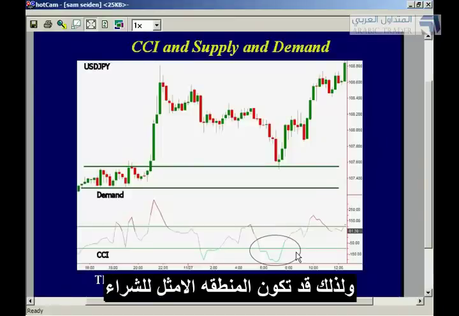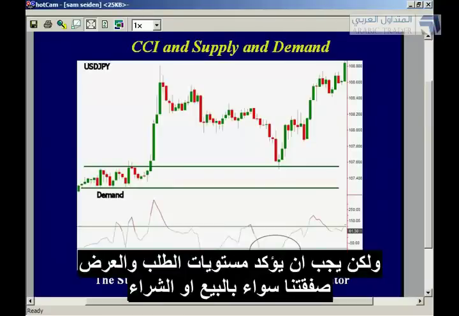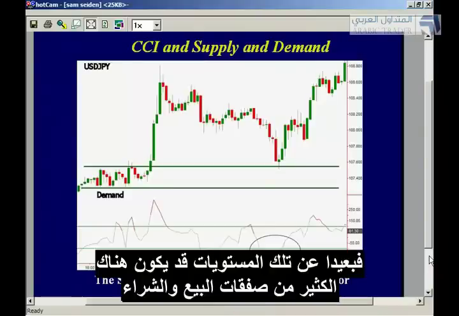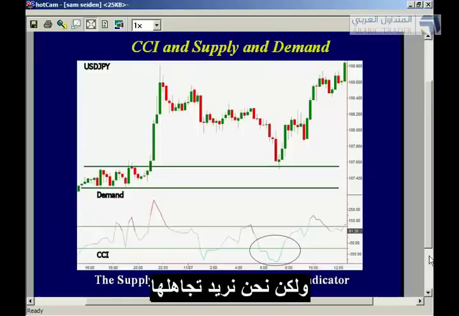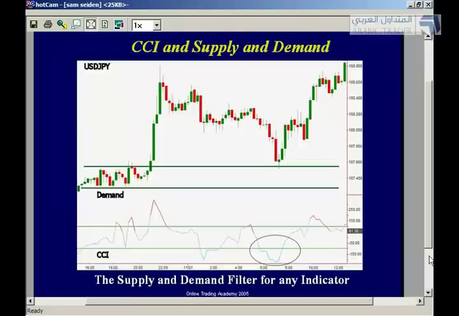Here's the absolute key, okay? You can use CCI, you can use moving averages, use any indicator or oscillator you want, but only take the buy and sell signals when price is into demand and supply levels, support and resistance levels, okay? You're going to get a ton more buy and sell signals outside of those levels. You want to ignore those, okay? This is how we filter out all the buy and sell signals that don't work from an indicator or oscillator and keep the ones that do, okay?